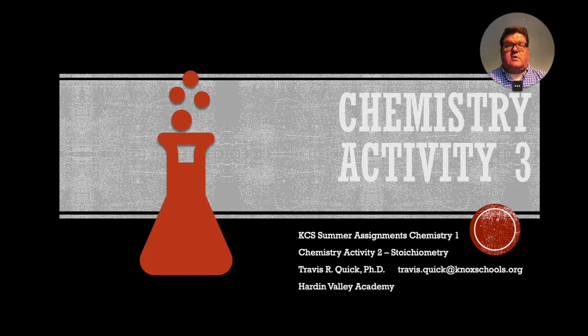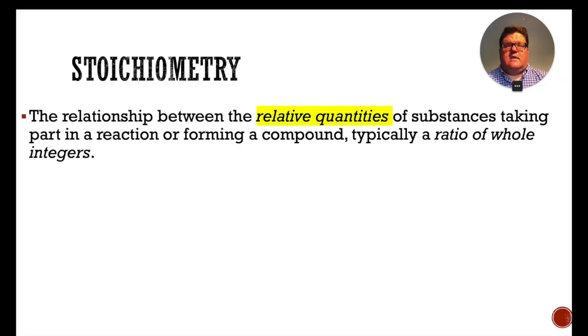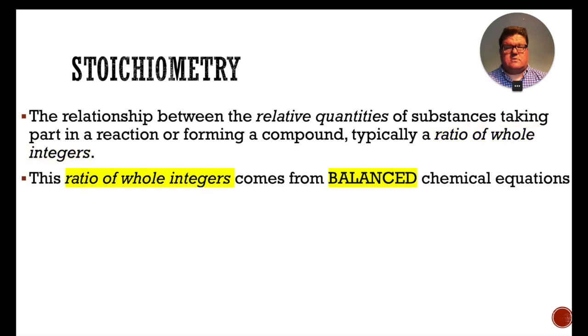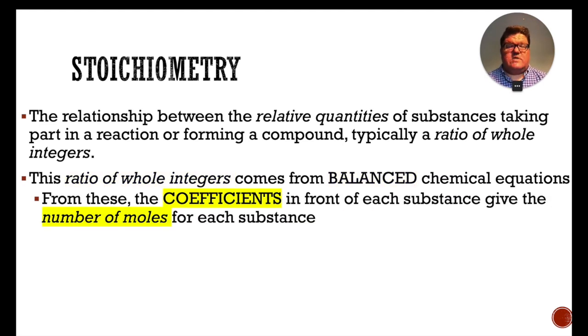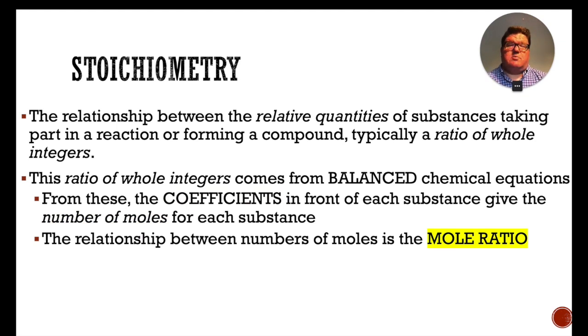Today we are going to be learning about stoichiometry. Stoichiometry can be thought of in this way: it is the relationship between the relative quantities of substances that are taking part in a reaction or forming a compound, typically related by a ratio of whole integers. This ratio of whole integers comes from balanced chemical equations, and from these, the coefficients in front of each substance give the number of moles for each substance. This relationship between numbers of moles is the mole ratio.